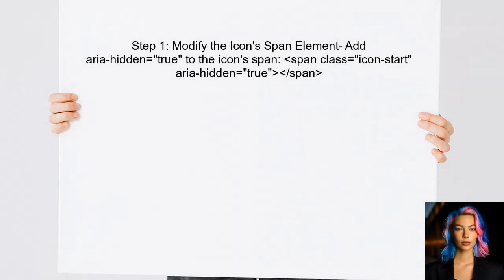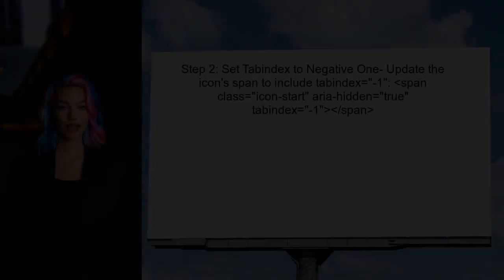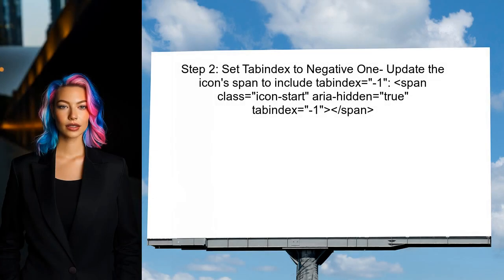To ensure that Microsoft Narrator reads the entire line without interruptions, the user should first modify the icon's span element. They can add the attribute aria-hidden set to true, which will hide the icon from screen readers. Next, the user should also set the tabindex attribute to -1. This will prevent the icon from being focusable, allowing the screen reader to skip it entirely.